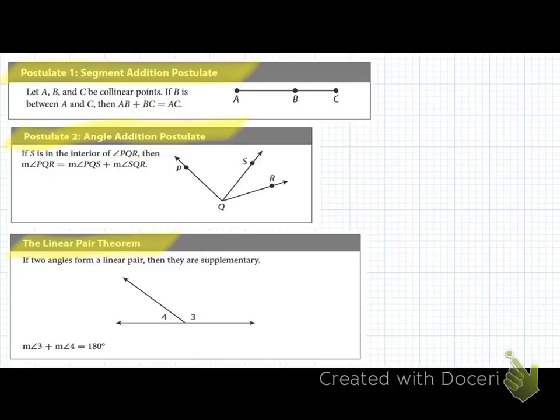Let's see who spoke last. Let's have the Forrest talk now. Forrest, really quick, 7 seconds. What's the segment addition postulate? Ready, set, go. Segment addition postulate. What does this mean? Talk to your group.